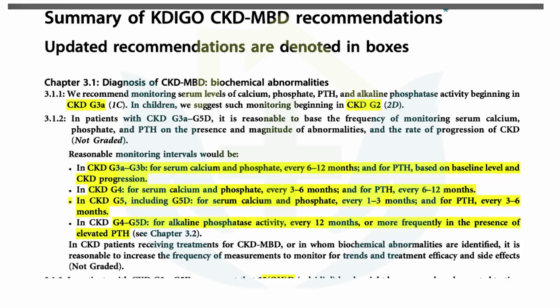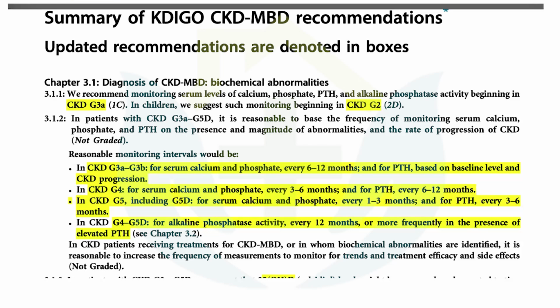We'll be basing our discussion on KDIGO guidelines. From CKD G3A onwards, that is with a GFR of less than 60, it is recommended to monitor calcium, phosphate, parathyroid hormone, and alkaline phosphatase levels at the time of diagnosis of CKD for diagnosing CKD-MBD, and then serial monitoring at regular intervals based on the severity of CKD.